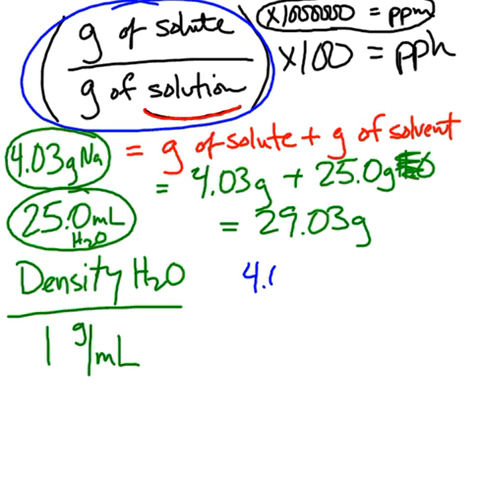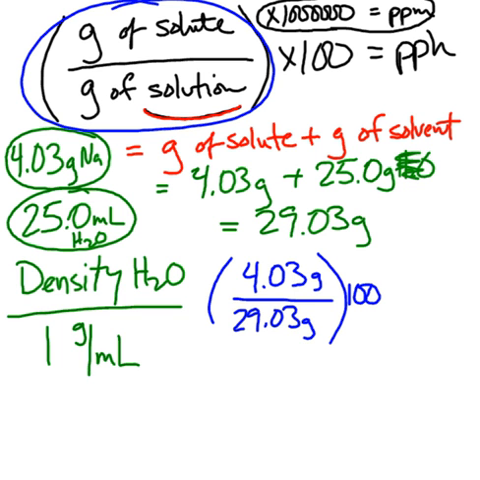Okay, from there, I will go back to my original equation, and I'll go mass of my solute, which is 4.03 grams, and I divide that by my mass of my solution, which is 29.03 grams. I take that, and then I multiply by 100, and I'll get, looks like, 13.88219084%. Right? Remember, you always got to put your percentage in there or write out parts per hundred because that's your unit. If you don't have a unit, you don't have an answer.